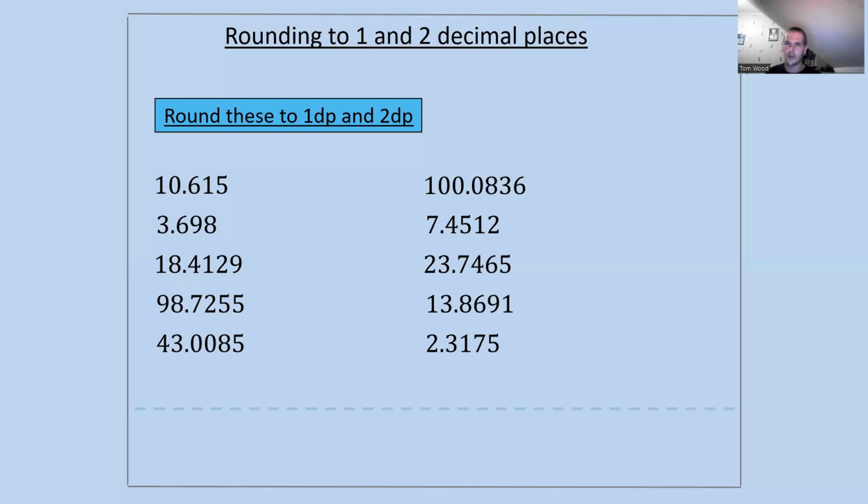Andrea, yeah, you obviously don't have any problem with this, which is brilliant. Sarah, the first one, absolutely fine. Second one, just remember the 5 is going to impact that 1. So you've located the second decimal place. You just need to remember that the 5 is going to make that round up, so it will become a 2.